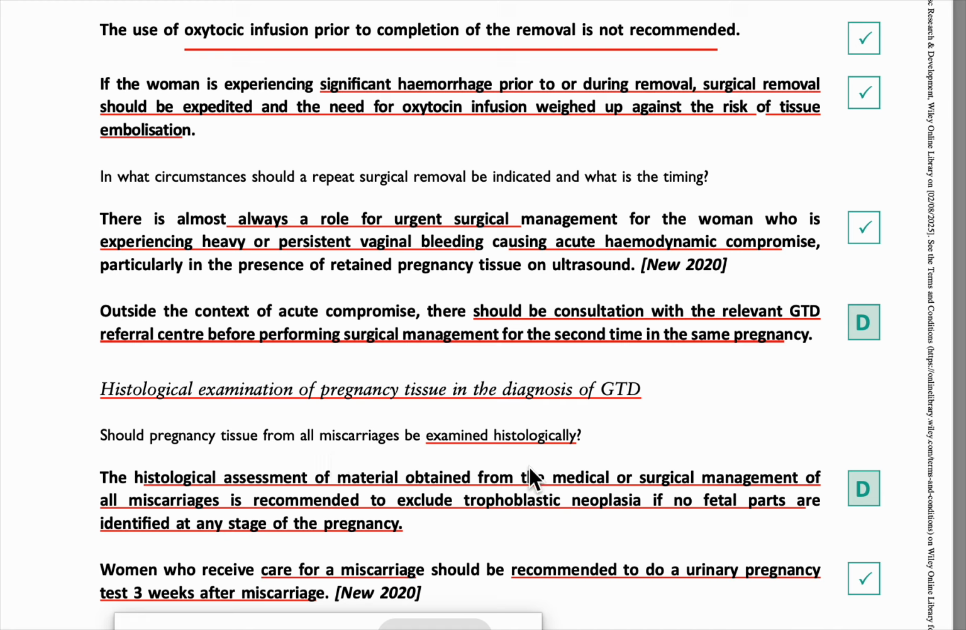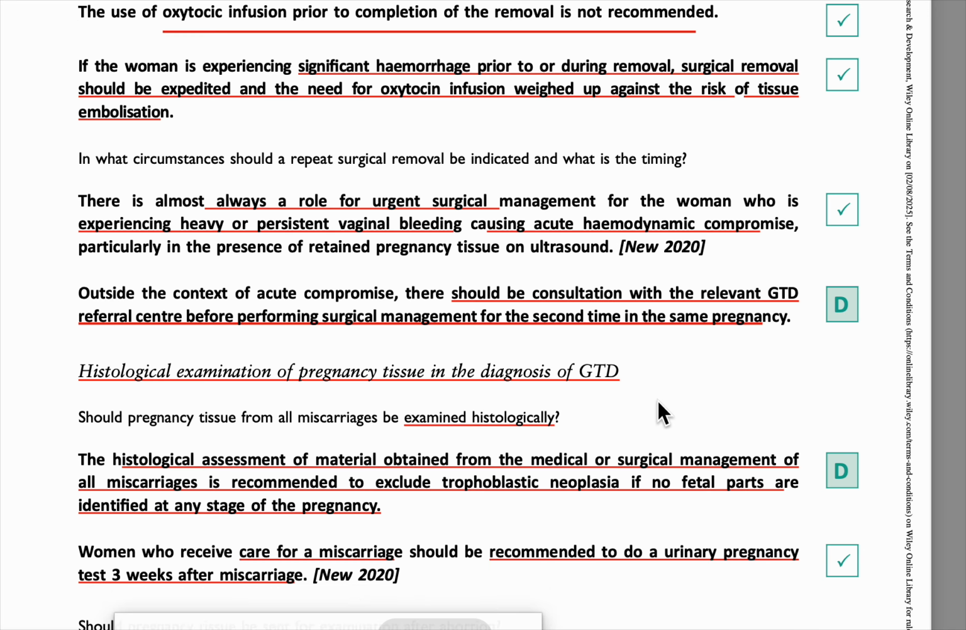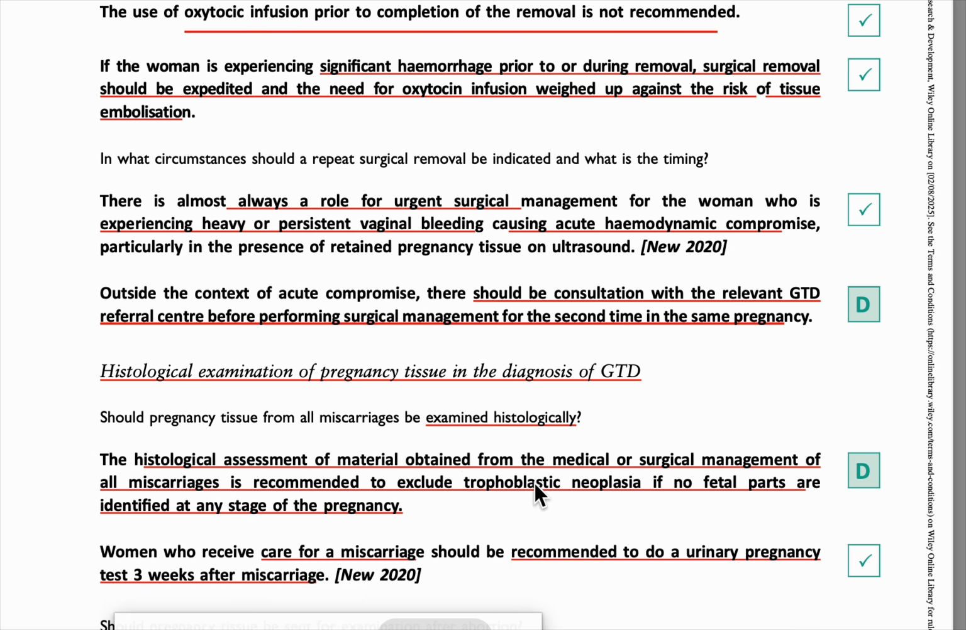Whether it is a medical or the surgical removal of this molar pregnancy, we have to send the histopathological examination. Why do we have to do it? To exclude pathological changes, meaning there are no cancer cells, and also if no fetal parts are identified at any stage of the pregnancy, we have to exclude that. Okay, so that's the thing.